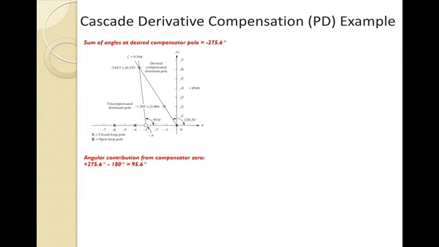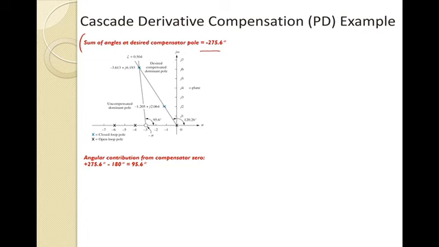Now I took that plot from the previous slide and brought it up here again. Based on that pole location for the compensated pole, if I do the sum of the angles, I get a total value of minus 275.6.